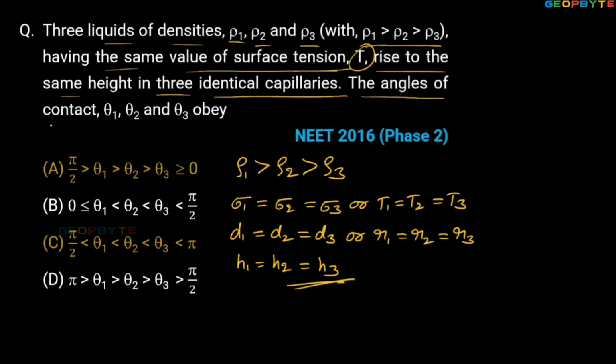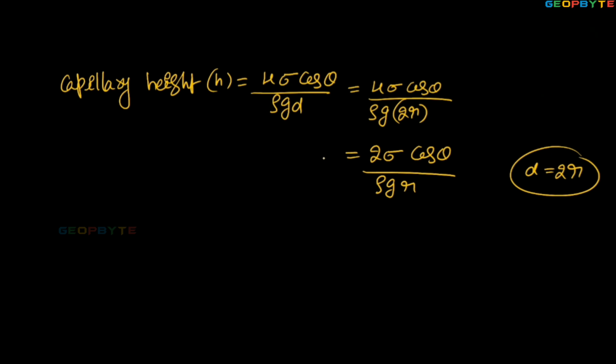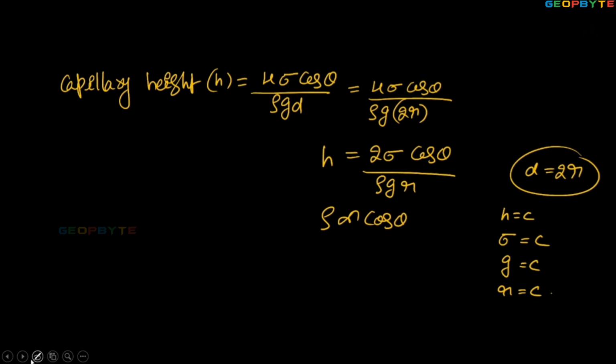The angles of contact theta 1, theta 2, theta 3, for the relation between the angle of contact for the three fluids. Now from this, h remains the same. h is constant. Given sigma is constant, and g constant, radius constant. Then I can say that rho is proportional to cos theta.